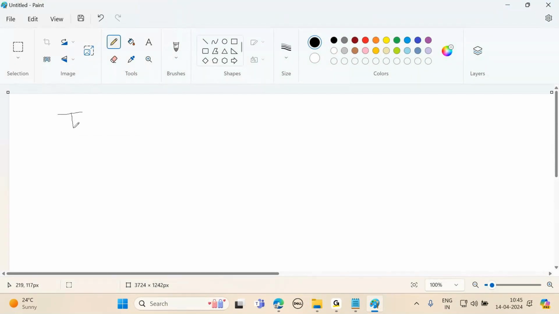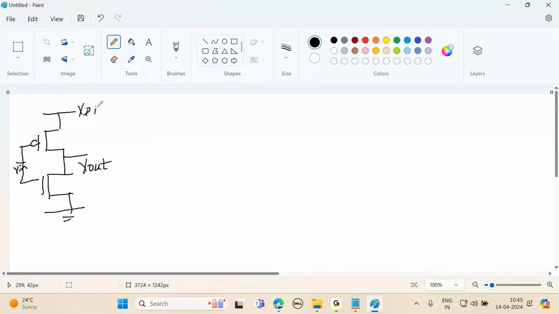CMOS, you know? For CMOS, how will the CMOS be? Combination of NMOS and PMOS is called as what? CMOS. So this is your PMOS. At the bottom you have NMOS. This is a CMOS inverter. This is V out, this is V in, this is VDD. This is nothing but your CMOS inverter.